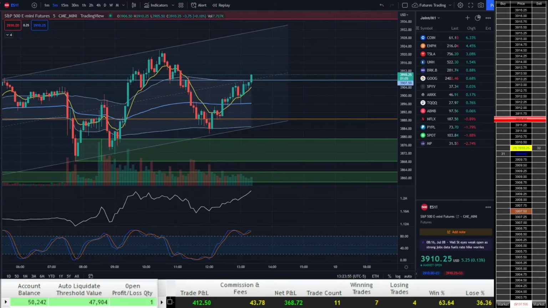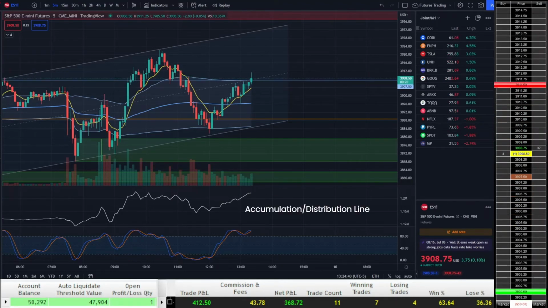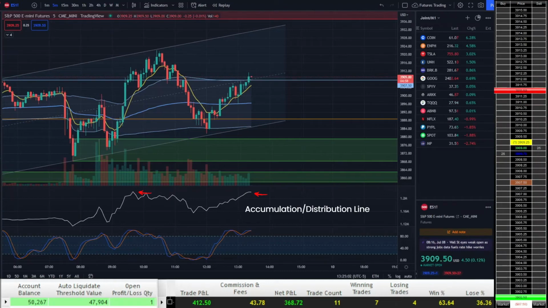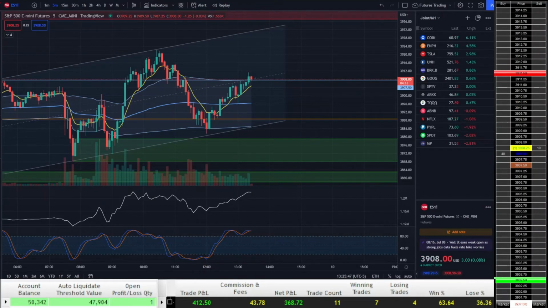In hindsight, I should have seen that the accumulation distribution line had a bullish divergence, as it was making higher highs when price was making lower highs. A sign that buyers are accumulating, and I shouldn't have tried going short here, especially since it was outside of a supply zone, so there was a low chance of sellers showing up here.